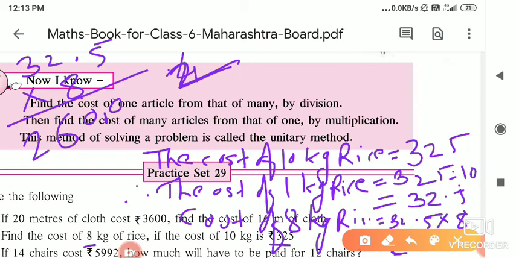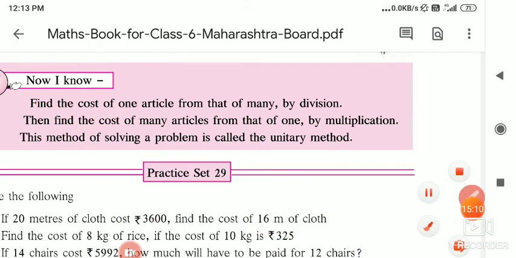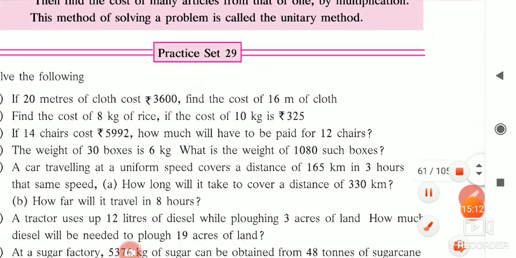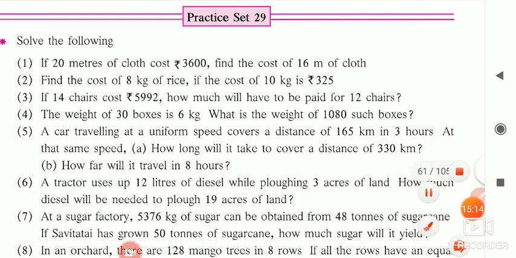So in this way we find it. From the 10 kg rice we find the cost of 1 kg rice, and from the 1 kg rice we find the cost of 8 kg rice. Note down this example. So in this way we have to solve these examples. All of you today just try to solve these examples.